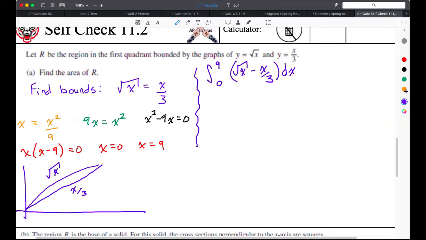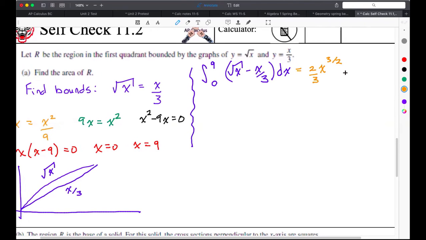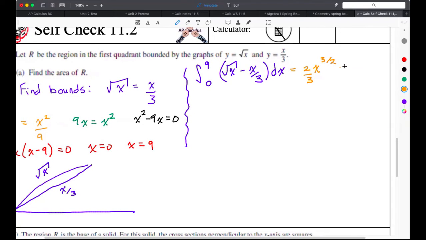All right, so you guys have seen this many, many times. This is really x to the 1/2. If I take the integral of it, the antiderivative is x to the power of 3/2, and then divide down by 3/2, which is multiplying by 2/3. And then minus x to the power of 2 divided down over 6. Let's squish it right there. And this is going to be an evaluation bar between 0 and 9.